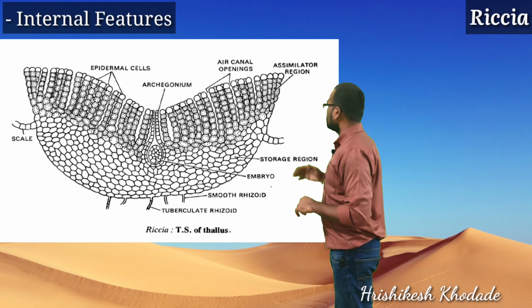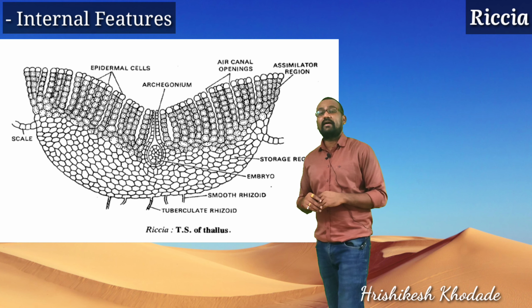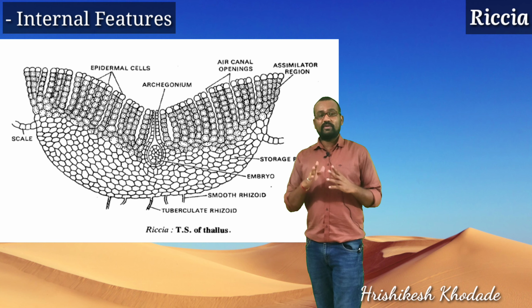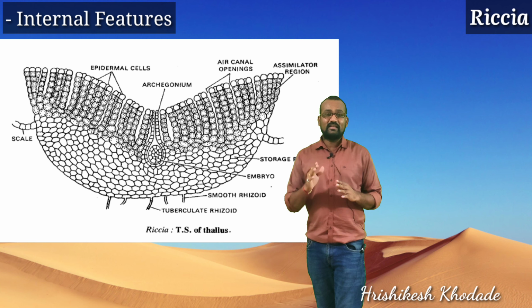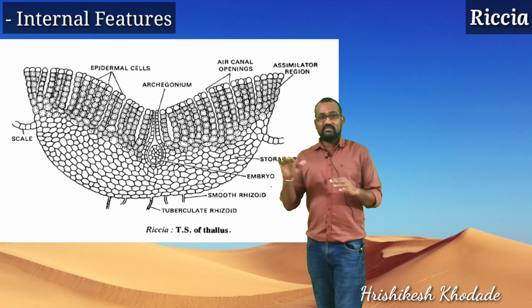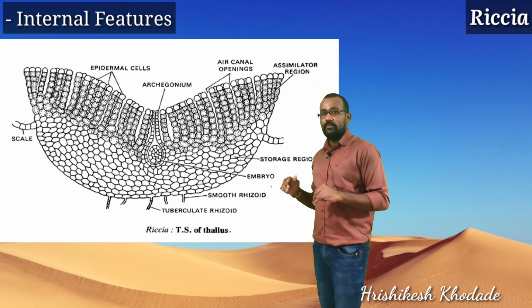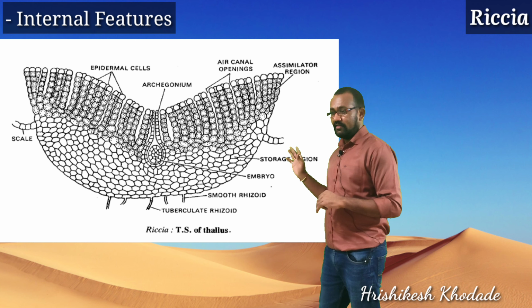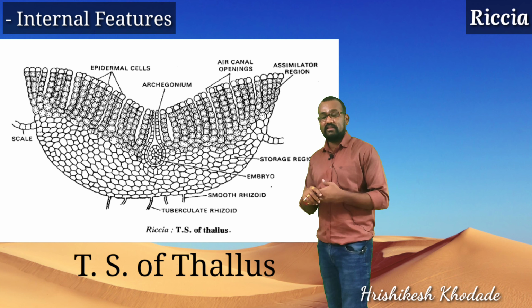Let's go into the detail of the anatomical features of this Riccia plant. Anatomical features need to be studied by taking a section of the plant. There are various ways to take sections: transverse section, vertical section, lateral section. Transverse section is the best way to study the plant's anatomy. Wherever you are studying a stem, root, leaf or thallus like Riccia, we generally take a TS, and here is the image of the TS of Riccia thallus.